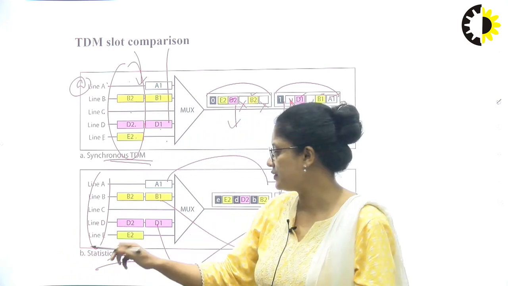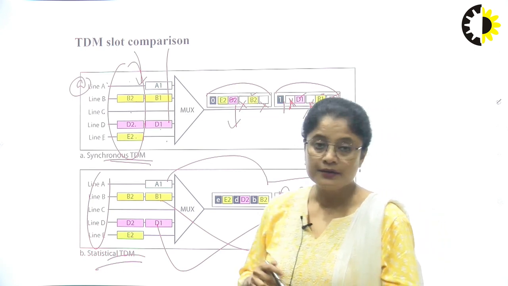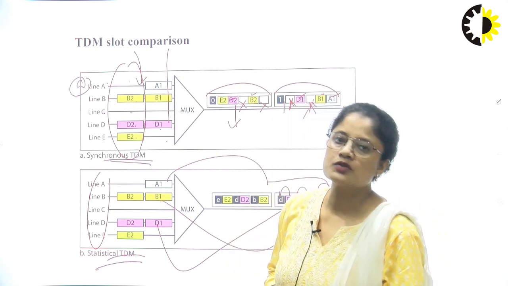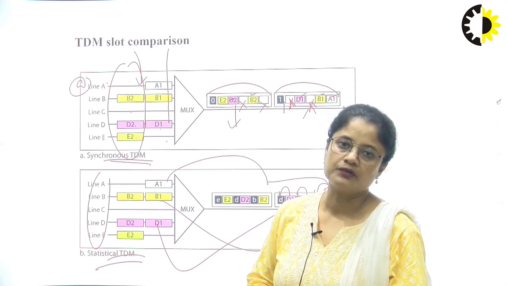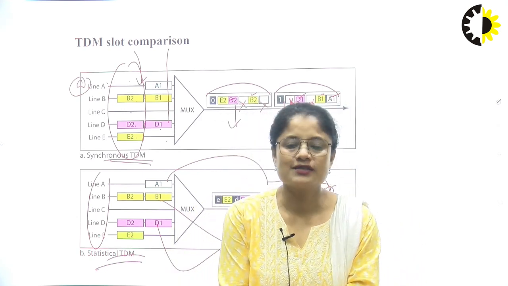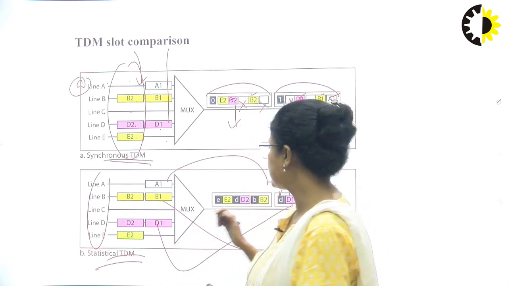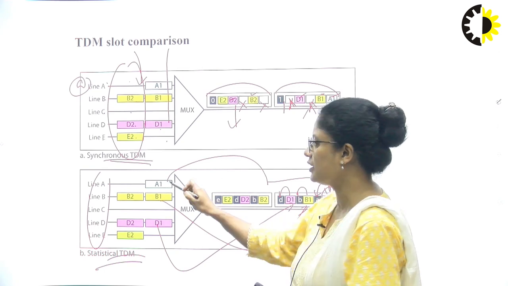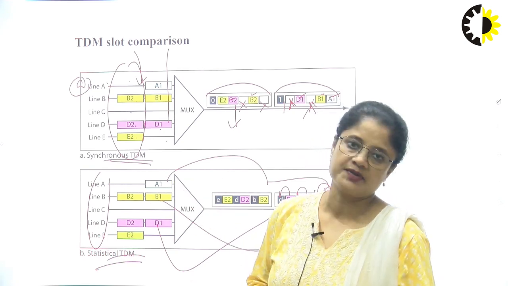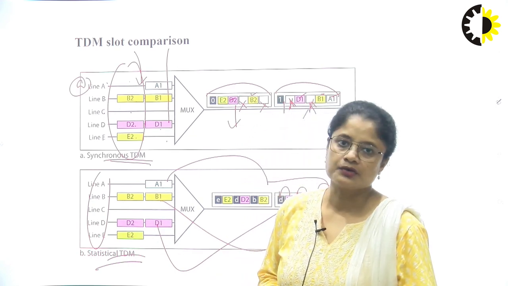So in case of statistical TDM, we keep track not only of the data that has been transmitted, but along with the data, also the address of the device from which it is coming, because we don't have the slots of a frame equal to the number of devices; rather, the slots of a frame are equal to the number of devices which are currently transmitting data. So this is the difference between synchronous TDM and statistical TDM.